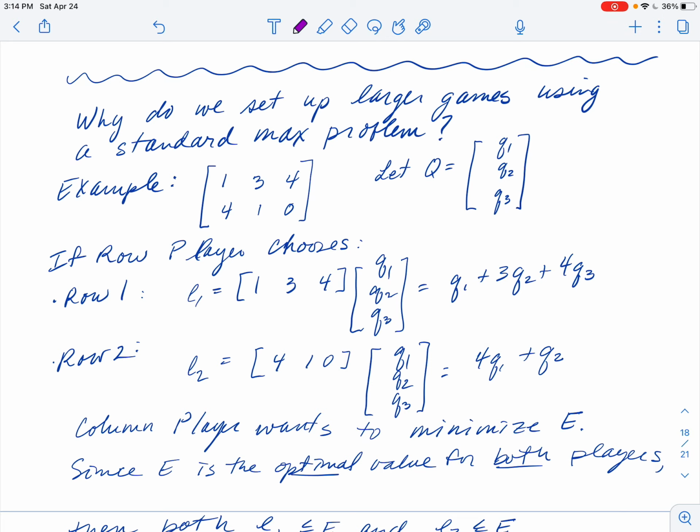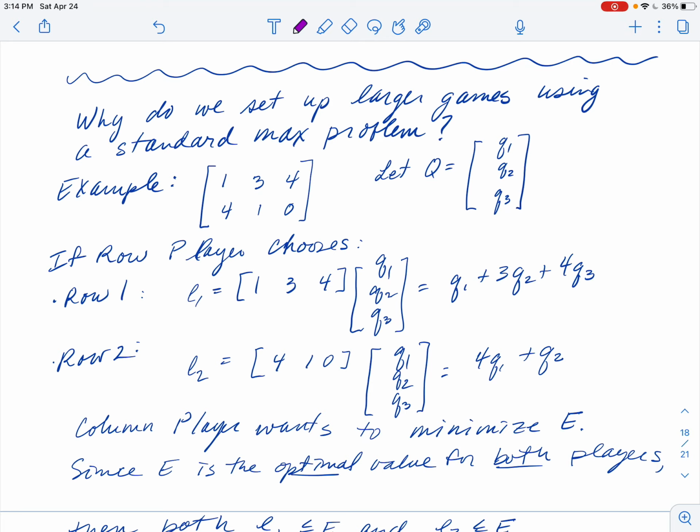In this case, again, we'll start with an example. The first row is 1, 3, 4. The second row is 4, 1, 0. Now, I want you to notice that all of the numbers in this game are non-negative. That's important in setting up this problem.